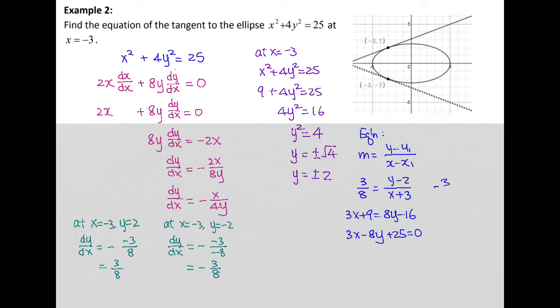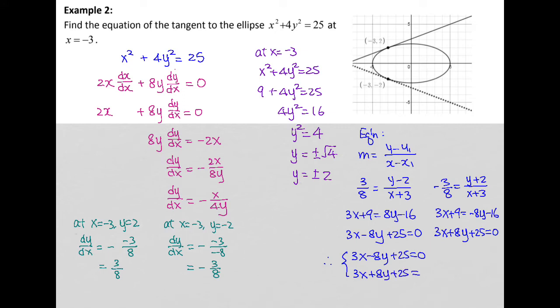The next one will be a negative slope, and the point is going to be at negative 3 and negative 2. So it'll be y plus 2 over x plus 3. Once again, you do a cross multiplication. Bring everything to one side. And that's another equation of the tangent line. Therefore, there are two tangent lines. One is 3x minus 8y plus 25 equals 0. And the other one will be 3x plus 8y plus 25 equals 0.